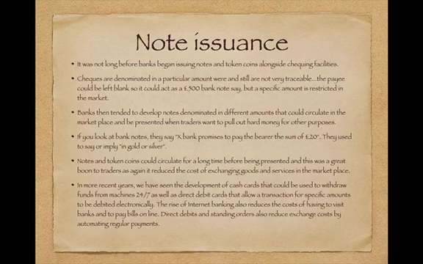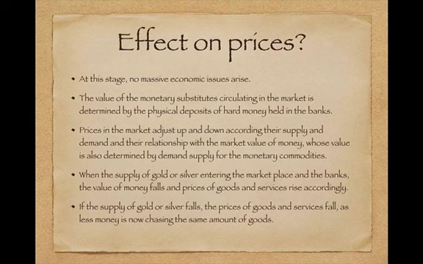Now, let's just move on to what is the effect on prices, because this is going to be a big issue as we go into other units. At this stage, there is no massive economic issue arising. The value of the monetary substitutes circulating in the market is determined by the physical deposits of hard money held in the banks, because they're equal. If I've got a note saying this is worth £100 worth of silver, literally a weight of silver, I could go and exchange it for the physical quantity of the £100 worth of silver and go and stash it in my shed or whatever, dig a hole at the bottom of the garden sort of thing. But I don't want to do that because of the risk, etc. So I'm quite happy to have that £100 note. But that £100 note is no more, no less than the £100 worth of silver, the weight of silver in the bank.